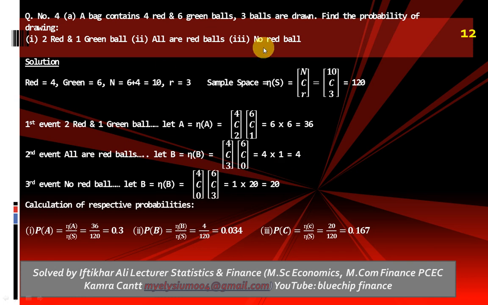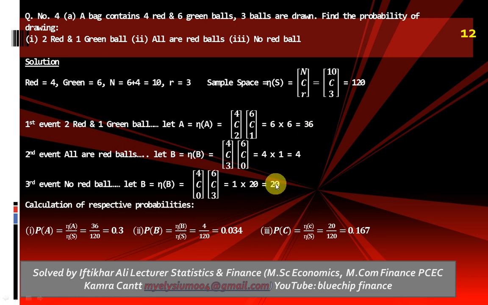After that, what is the third question? No red ball. If there is no red ball, so place 0 below red balls and place 3. If there is no red ball, then absolutely these 3 are green balls. So place 3 below the green balls and calculate the combination, and the combination is 20. So these are 3 events: 36, 4 and 20.